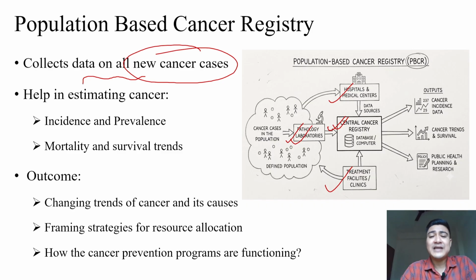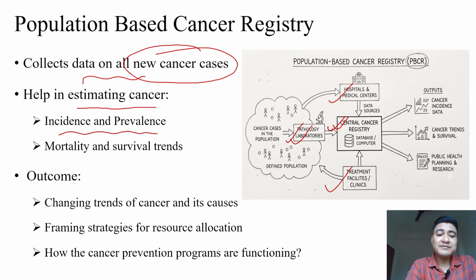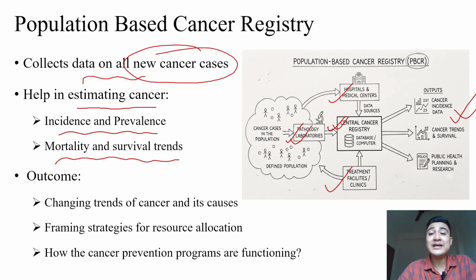So how does it help us? It helps us in estimating the cancer incidence and prevalence from the community. It gives us the mortality and survival trends. We will get to know about the 1 year survival or mortality statistics of that particular cancer. We will get to know about the 5 year survival rate of that cancer. So all such things we get to know from analyzing this population based cancer registry. The main thing which we know is the incidence, because we are collecting new cases. That is very important for us.